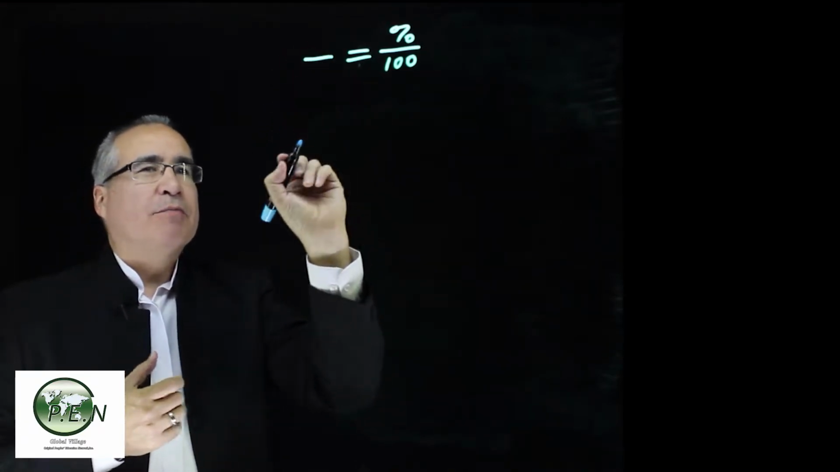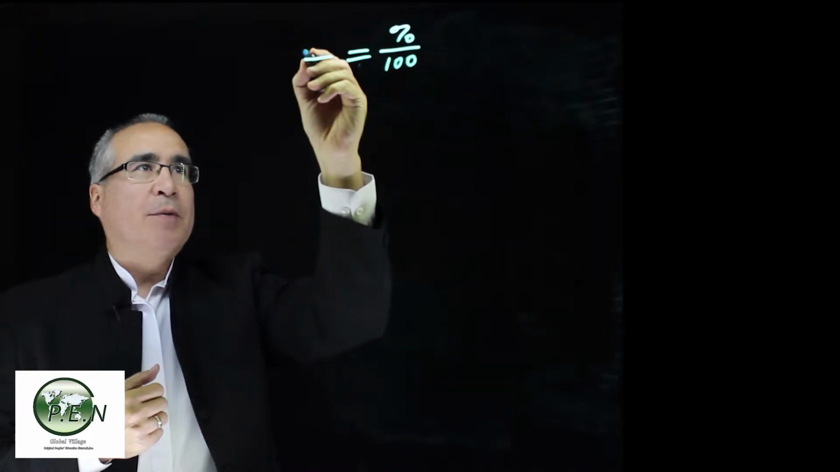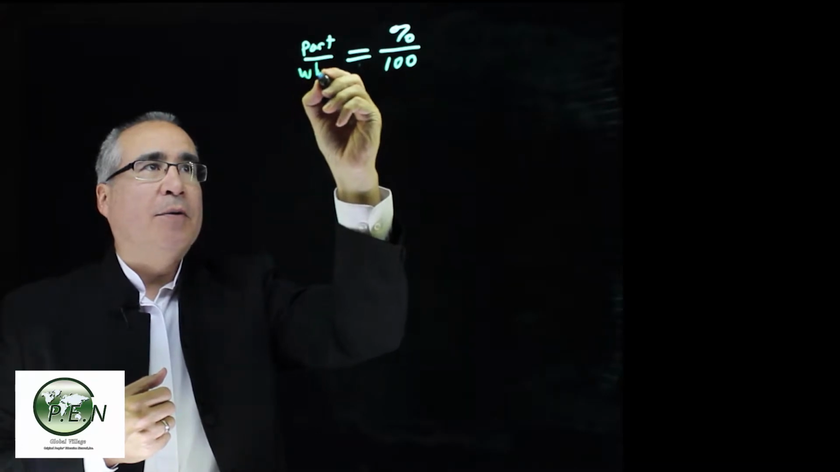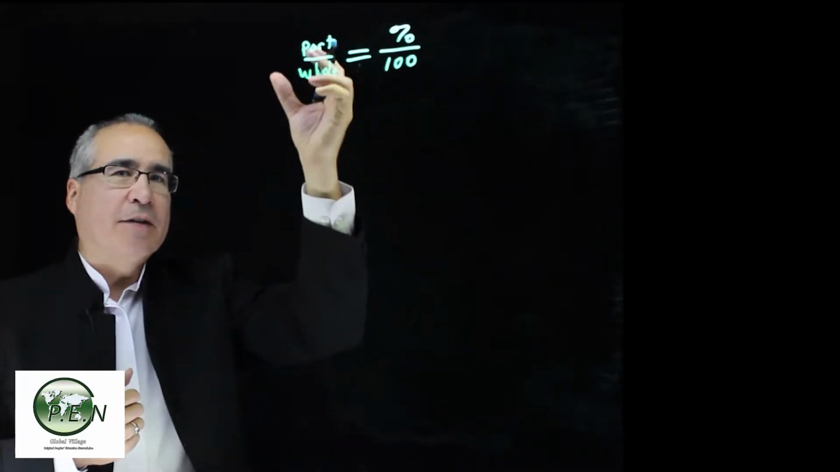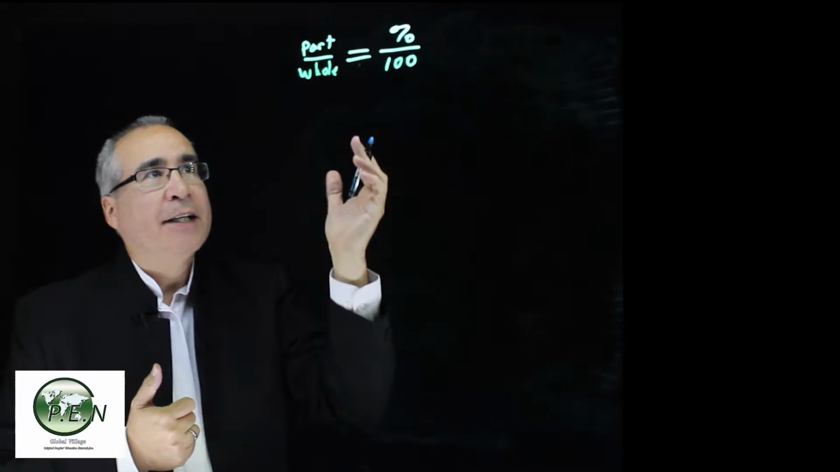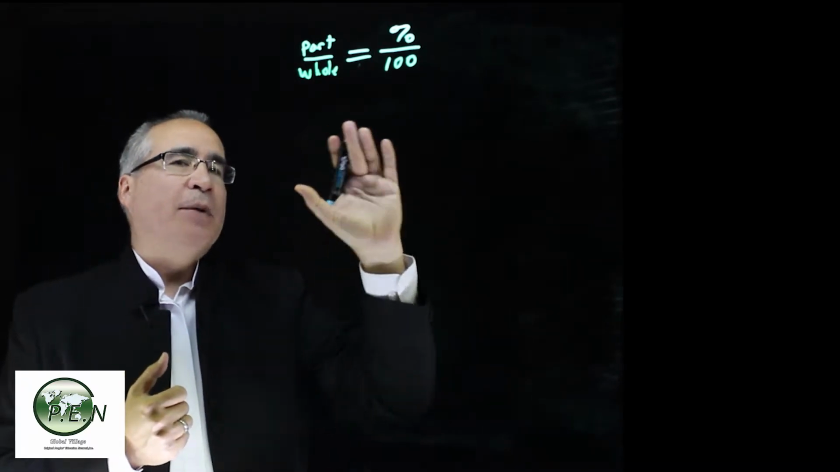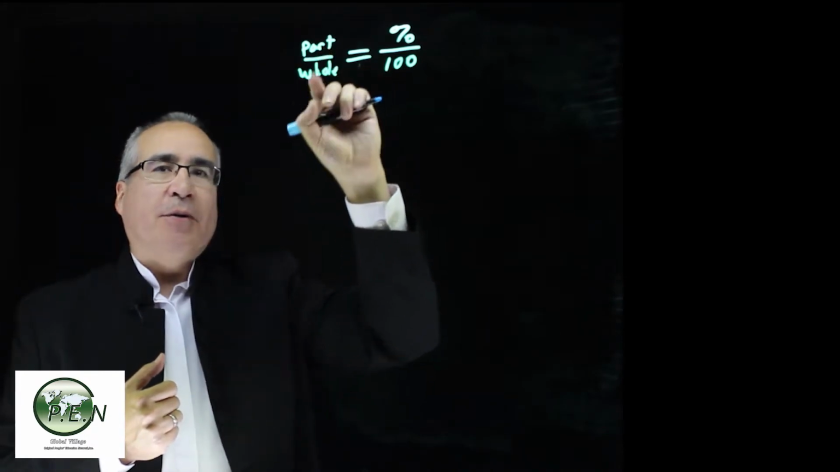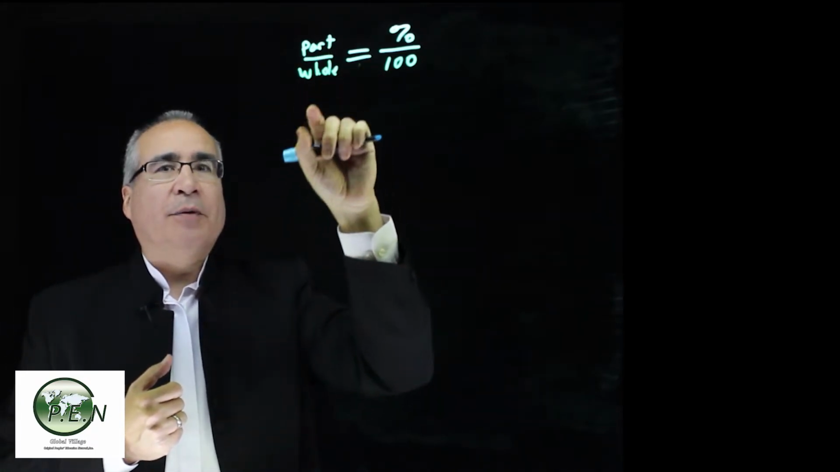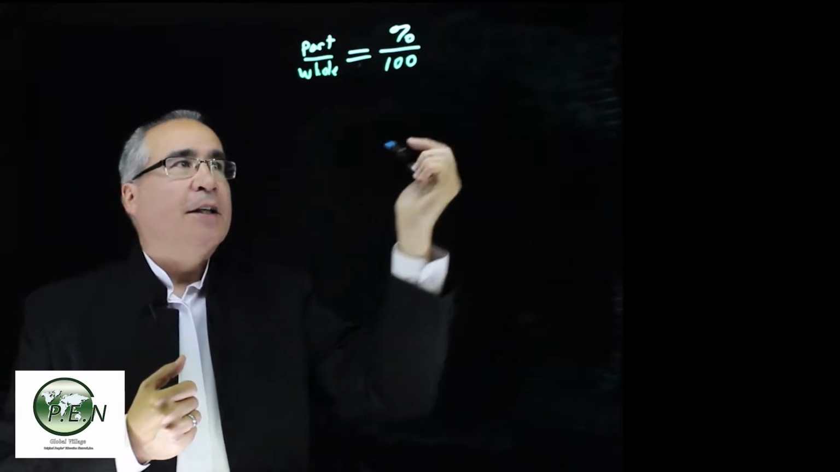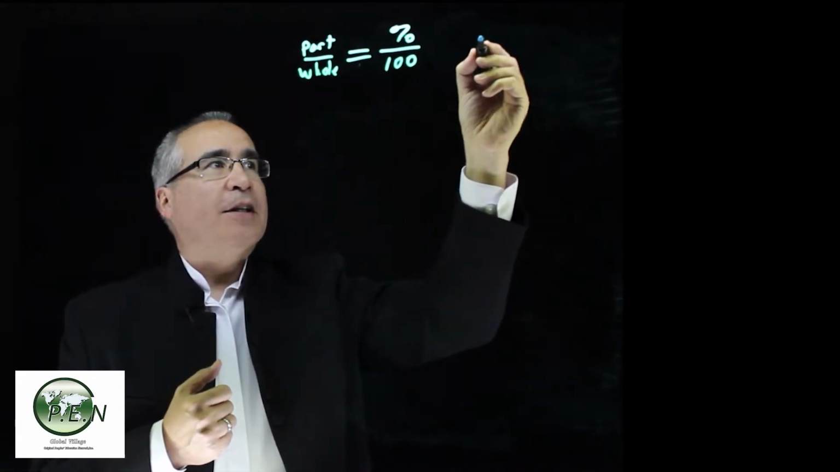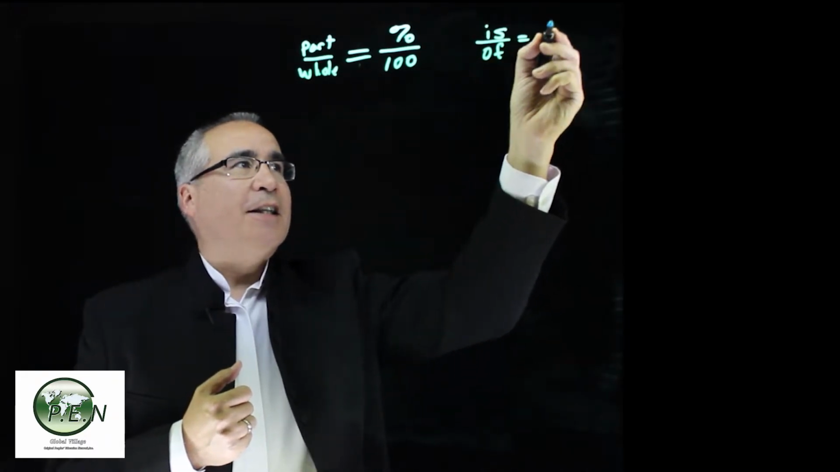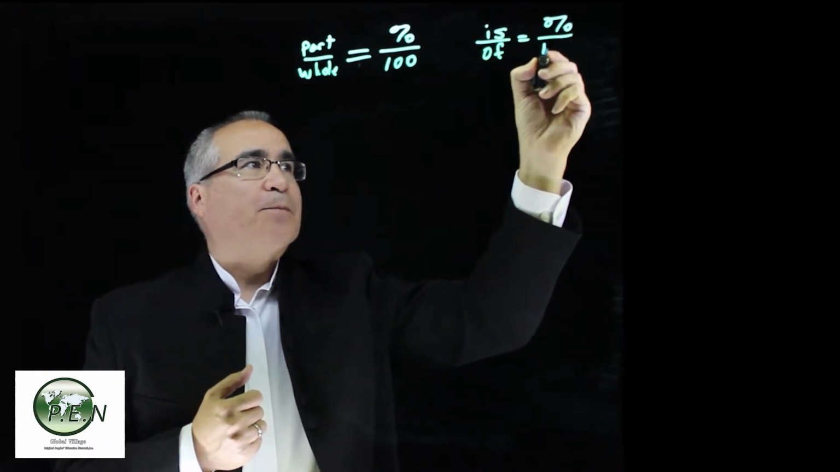I'm going to use two approaches. It's the part in the top and the whole in the bottom. That's what a fraction is: how many pieces of the whole do we have. So that's one way to visualize it. When we get to word problems, we'll oftentimes have the part referred to as "is" and the whole referred to as "of." So another conceptualization is is over of equals percent over 100.